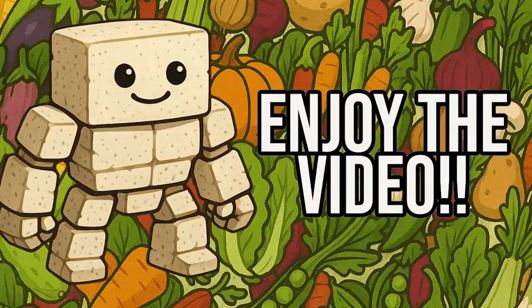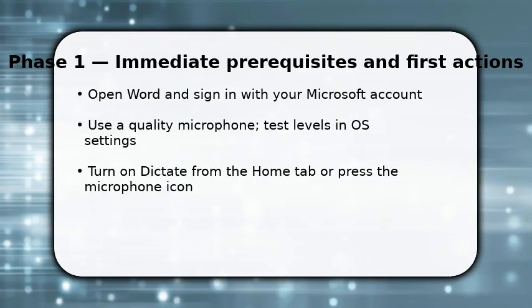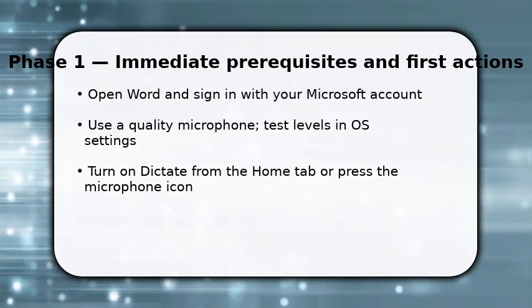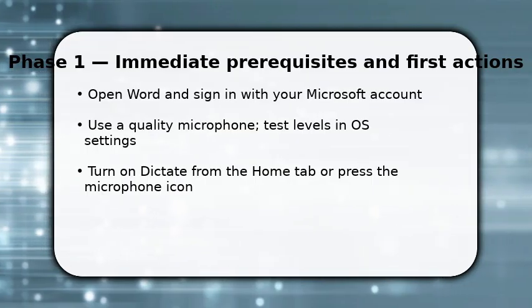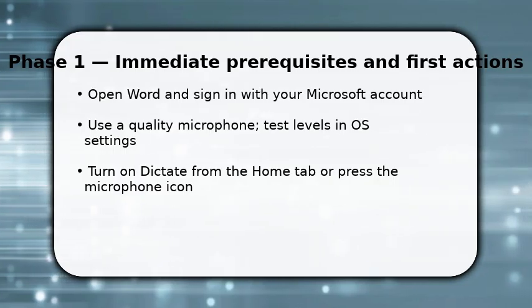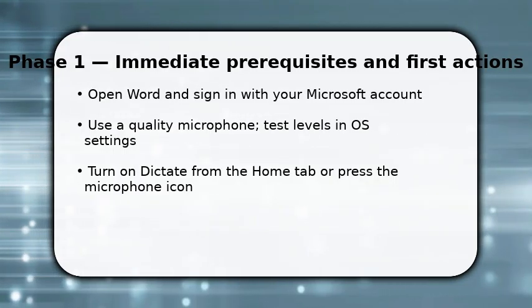Please enjoy the video. You start by opening Word and signing into your Microsoft account so Dictate syncs settings. Connect and test a good microphone. Make sure input levels aren't clipping. Once done, go to the Home tab and click the Dictate microphone icon. You'll see a red dot when listening.